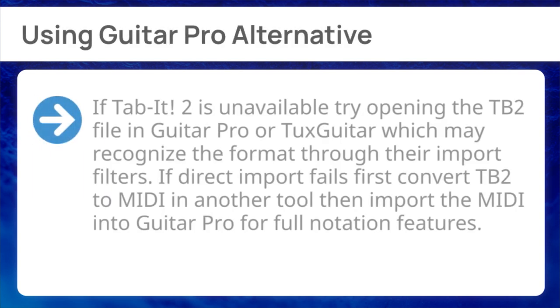Finally, using Guitar Pro alternative. If TB2 is unavailable, try opening the TB2 file in Guitar Pro or Tux Guitar, which may recognize the format through their import filters. If direct import fails, first convert TB2 to MIDI in another tool, then import the MIDI into Guitar Pro for full notation features.